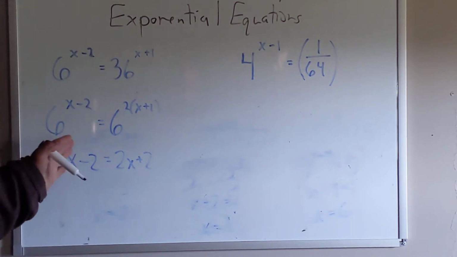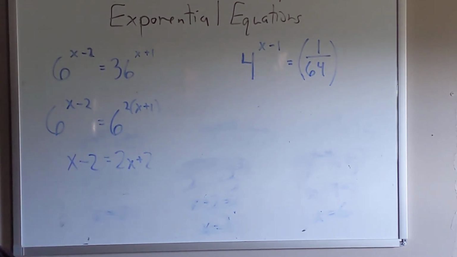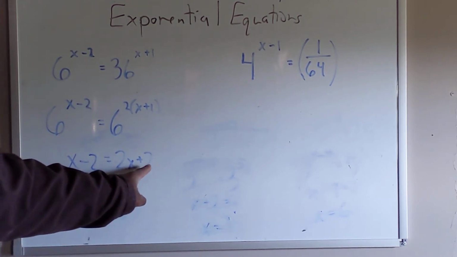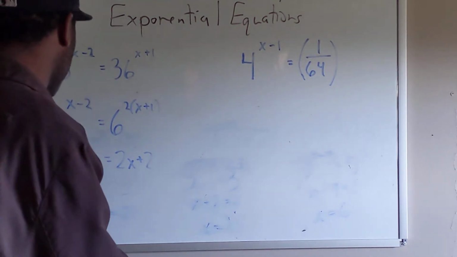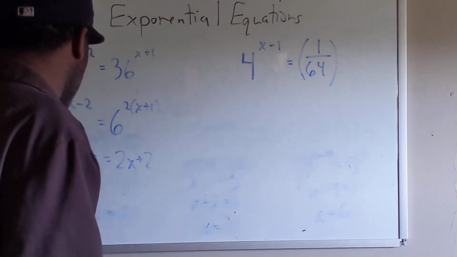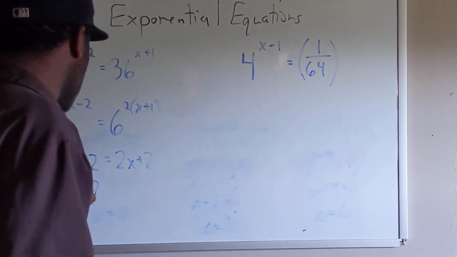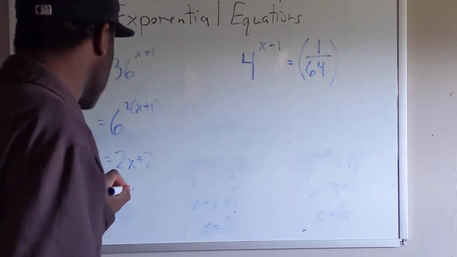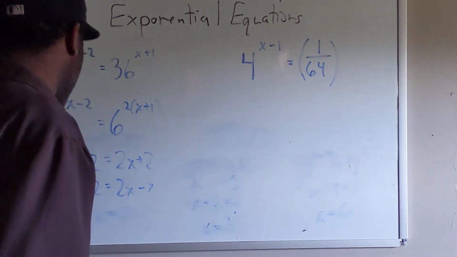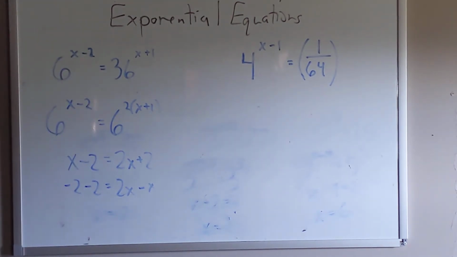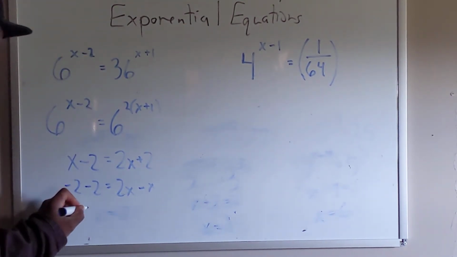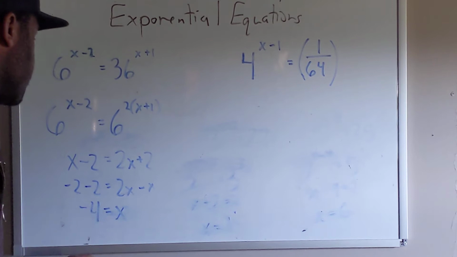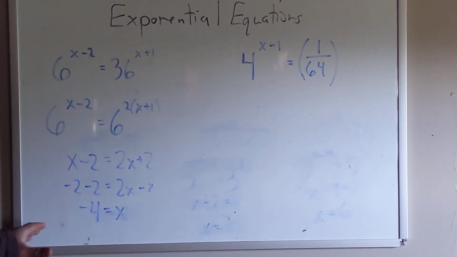We need to get our x's on the same side and our whole numbers on the same side. Here, I'm going to move my x to this side and I'm going to move my whole numbers to here. So that is going to be this positive 2 on the other side. That's going to be negative 2 minus 2. This positive x moved to the right side is 2x minus x. Negative 2 minus 2 is negative 4. 2x minus x is x. Our answer is negative 4.